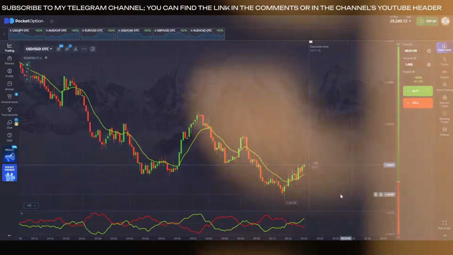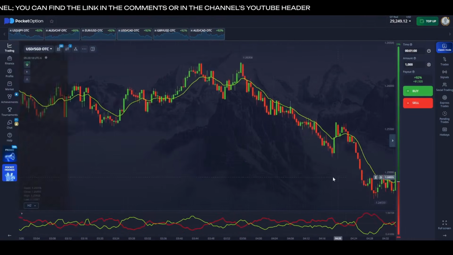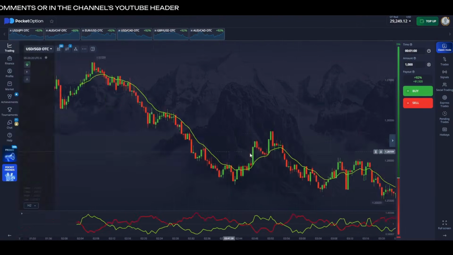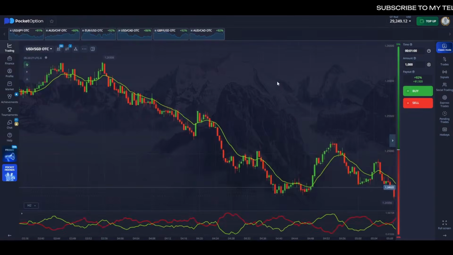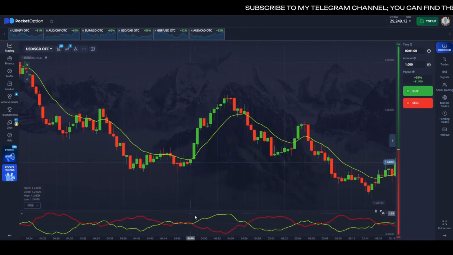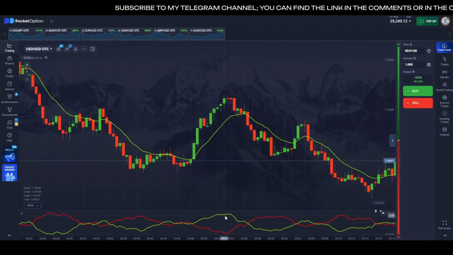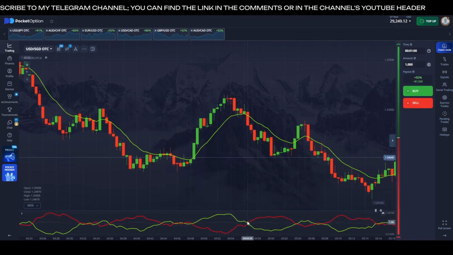Well guys, that's it for now. I showed you how the strategy works. I showed you all the entry points, what you should skip, and what you should use. But I just want to add that it's better to open trades when there are crossovers like these, meaning when the lines diverge and then converge. So these are the best times to open trades.